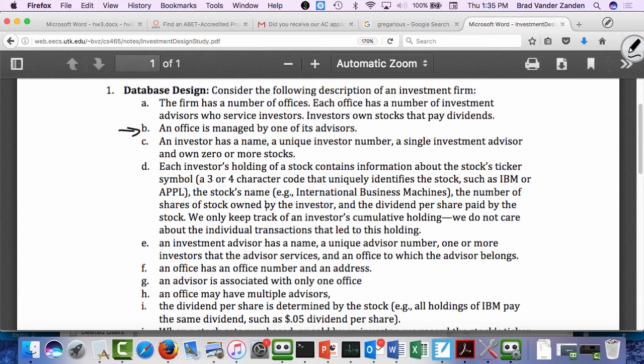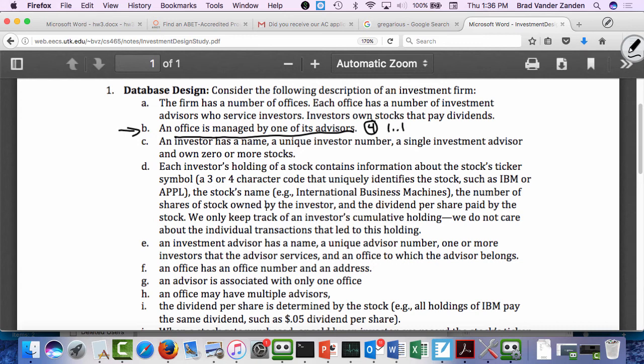Okay, this appears to be a relationship. This is my fourth relationship. An office is managed by one of its advisors. It also seems to be giving us information about the multiplicity of this relationship. So it seems that one office is managed by one of its advisors.